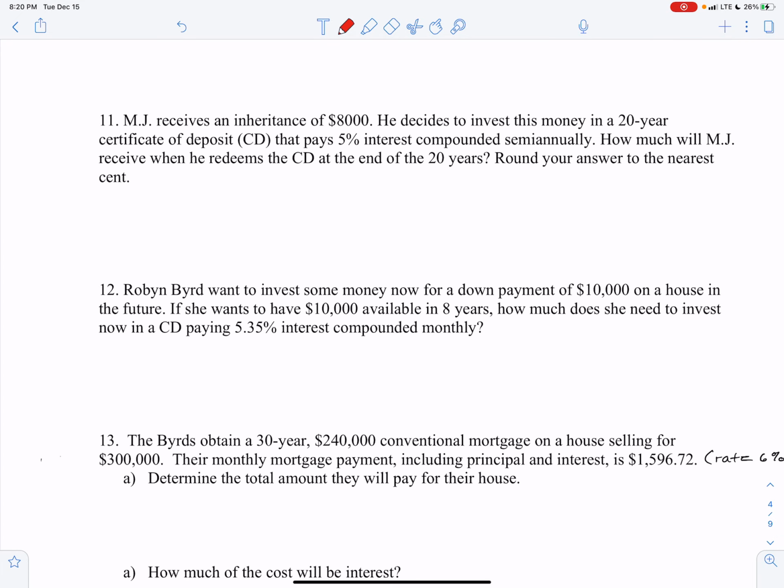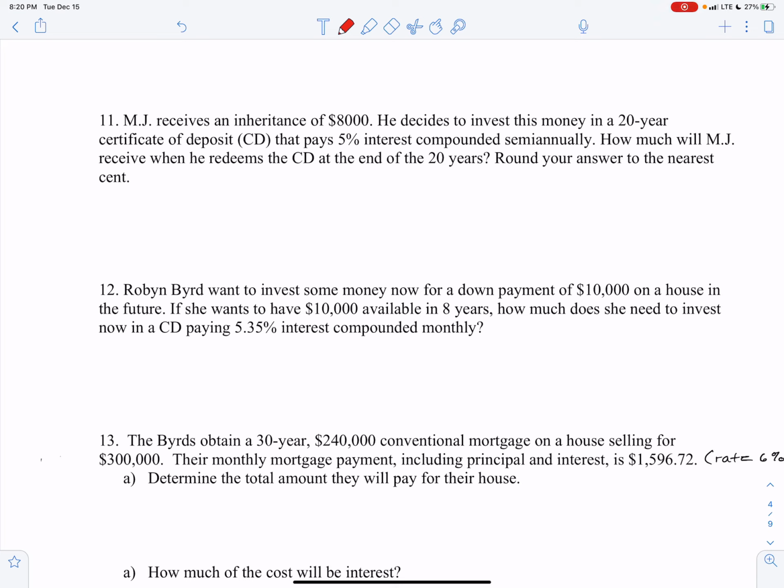11. MJ receives an inheritance of $8,000. He decides to invest this money in a 20-year certificate of deposit that pays 5% interest compounded semi-annually. How much will MJ receive when he redeems the CD at the end of 20 years? And we want to round our answer to the nearest cent.